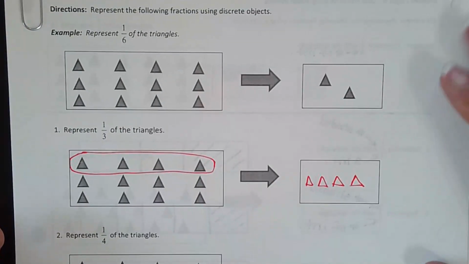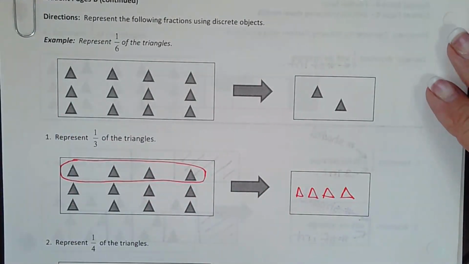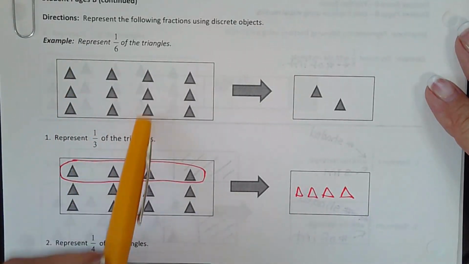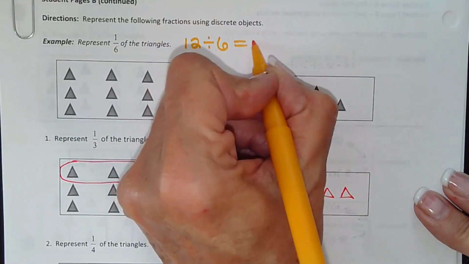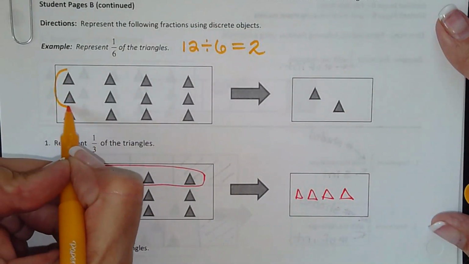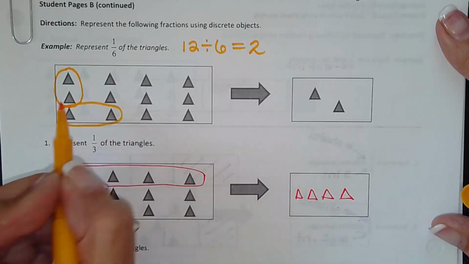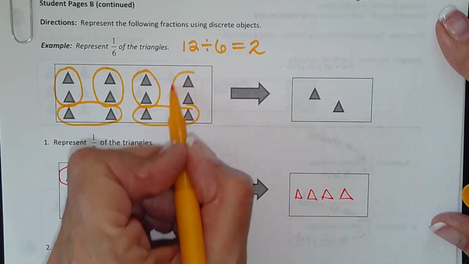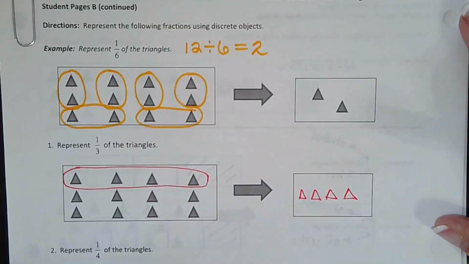But sometimes, like on this first one, it's not so easy to tell because there aren't 6 columns, there aren't 6 rows. So what you can do is divide. 3, 6, 9, 12. Take 12 divided by 6, and it will tell you that you need 2 triangles. And then you can go through and check that you actually do have 6 groups. So 1, 2, 3, 4, 5, 6 groups. So if you take one of those 6, that's 2 triangles. So that's how you can tell.